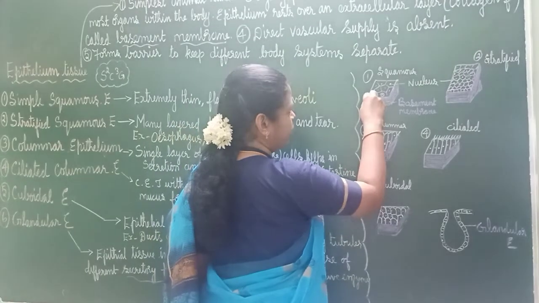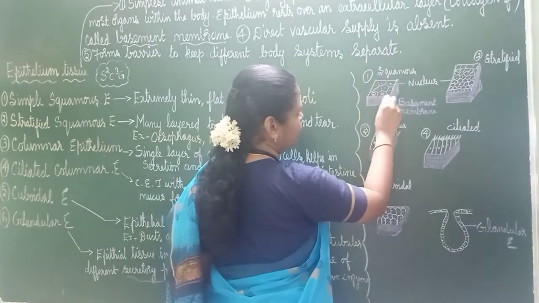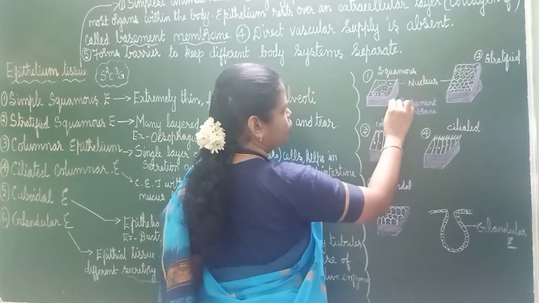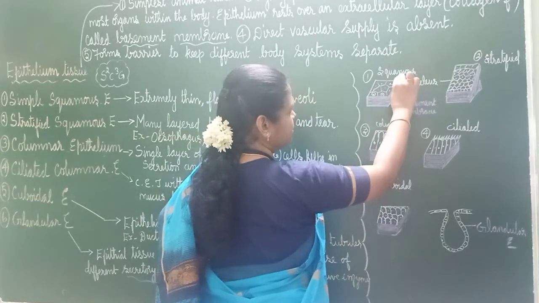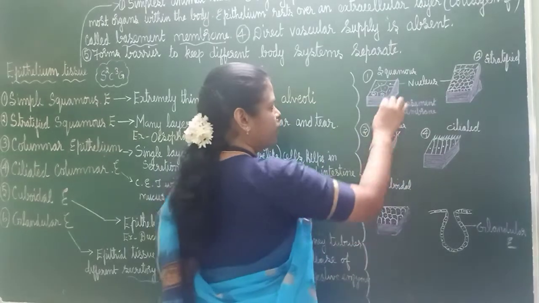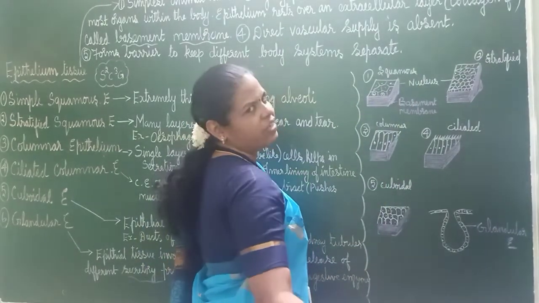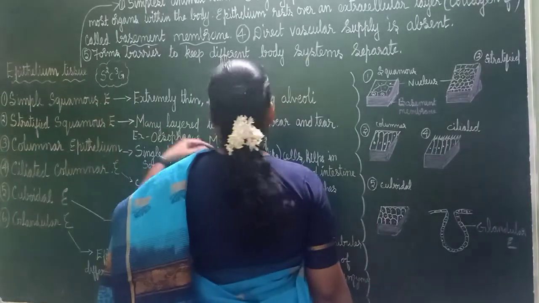See, the diagram will be like this. When you are drawing the diagram, first draw a rectangle, and then just move it up like this and connect it. This is the basement membrane, this is the basement, and then if you connect the other things, you will get simple squamous epithelium.